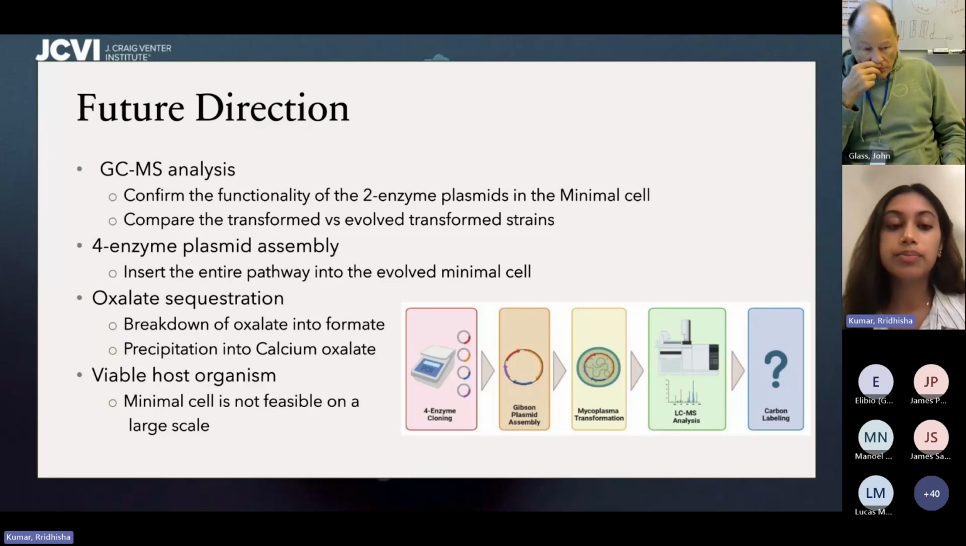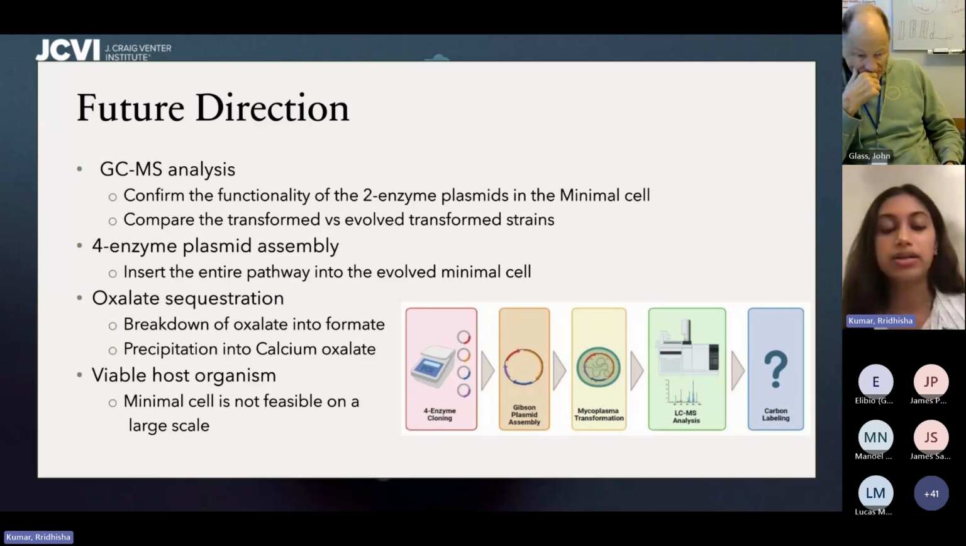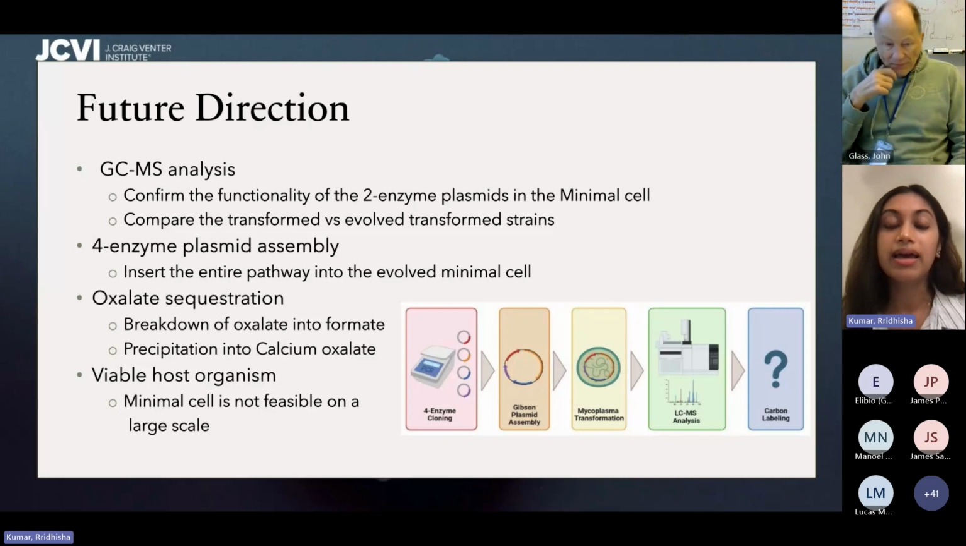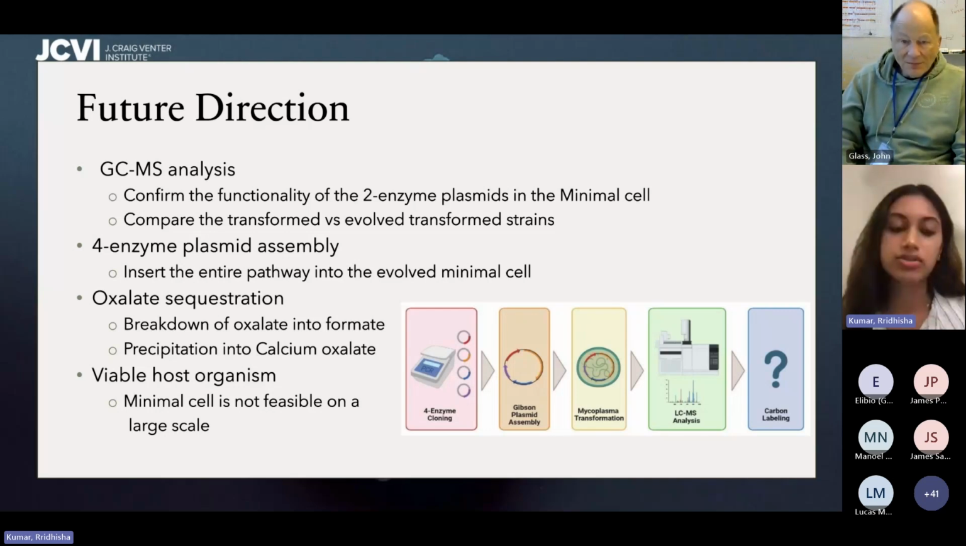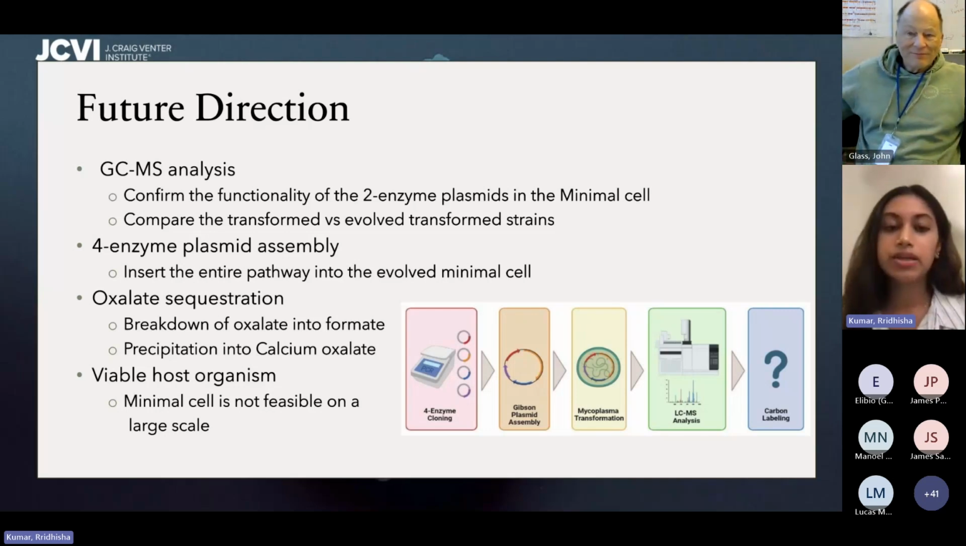And again, these considerations are more important when looking at what a viable host organism would be, since of course the minimal cell would not be feasible on a large scale due to its expensive media and very specific growth conditions required. So, to conclude, this is in its beginning stages.